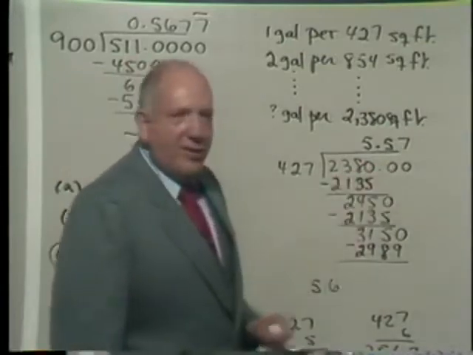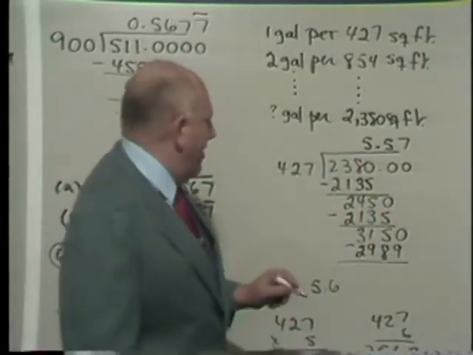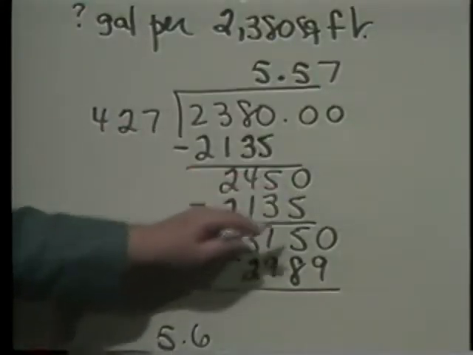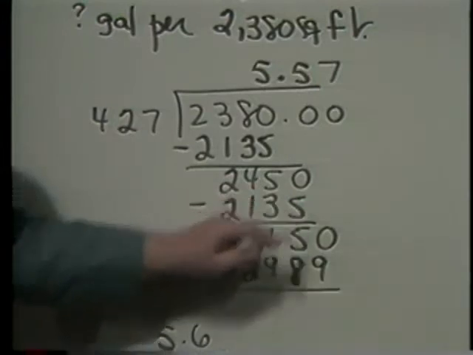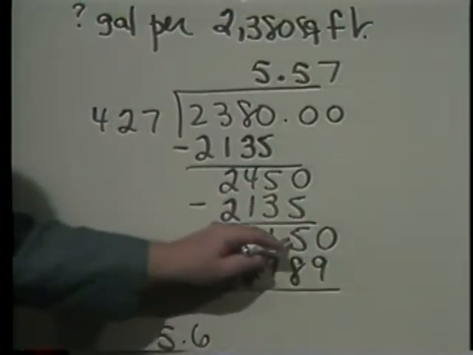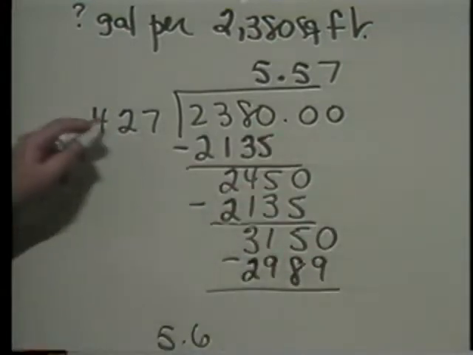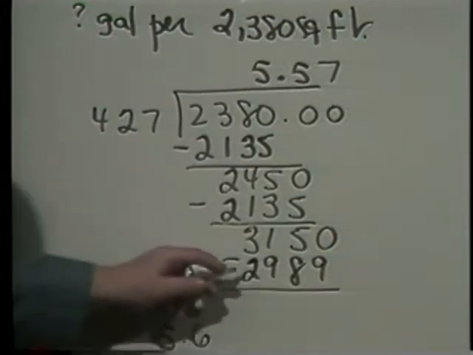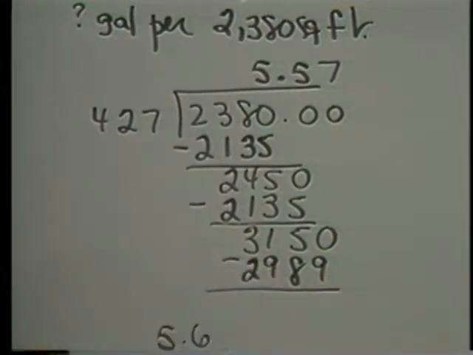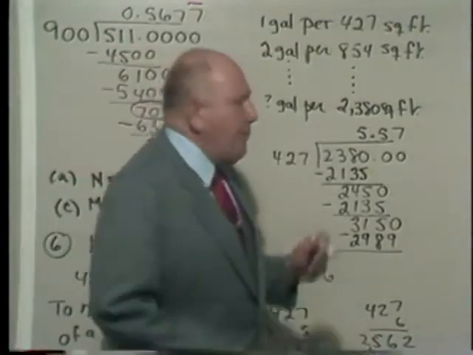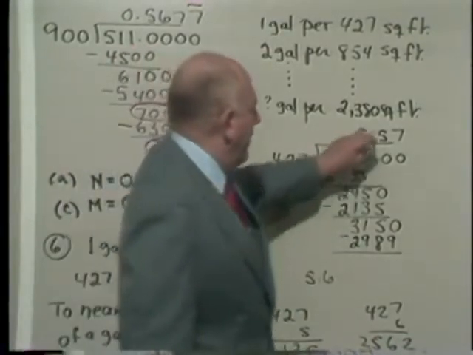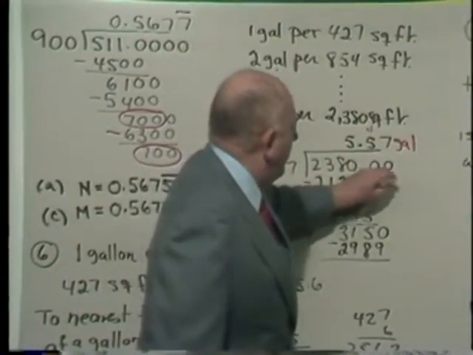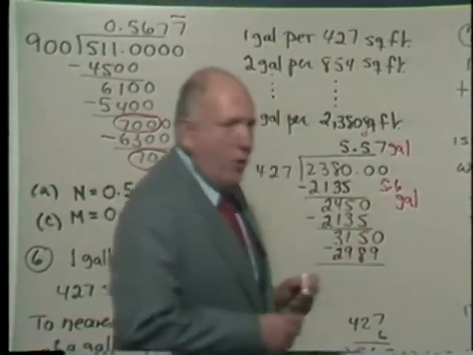And in Chapter 8, we're supposed to know decimals, so we annex a couple of zeros here, and we just carry on the problem. We bring down the 0, we say 427 goes into 2450 5 times again, that's 2135. Now we subtract, we get 315, we bring down the next 0, 427 goes into 3,150 7 times. That gives us 2,989. And at this point, we can stop because the problem says what? To the nearest tenth of a gallon. This is the 1/10th place. And since this is a 7, to the nearest tenth, it's going to be 5.6 gallons.